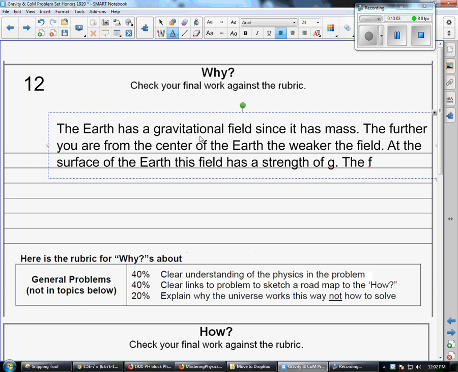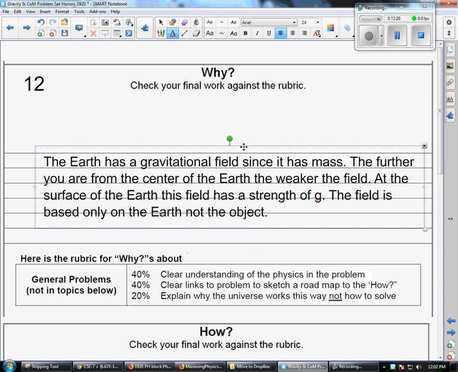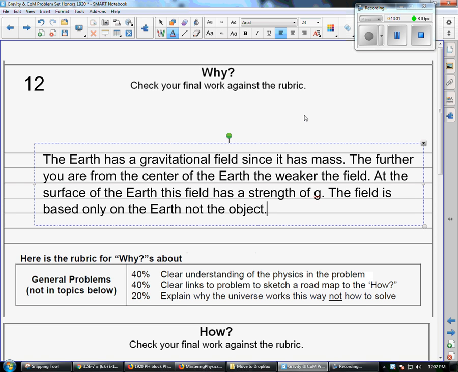I might even put the field is based only on the Earth, not the object. Alright, because I want to show that I understand that field is different than force. Since the force would be based on the Earth and the object, this is just based on the Earth.